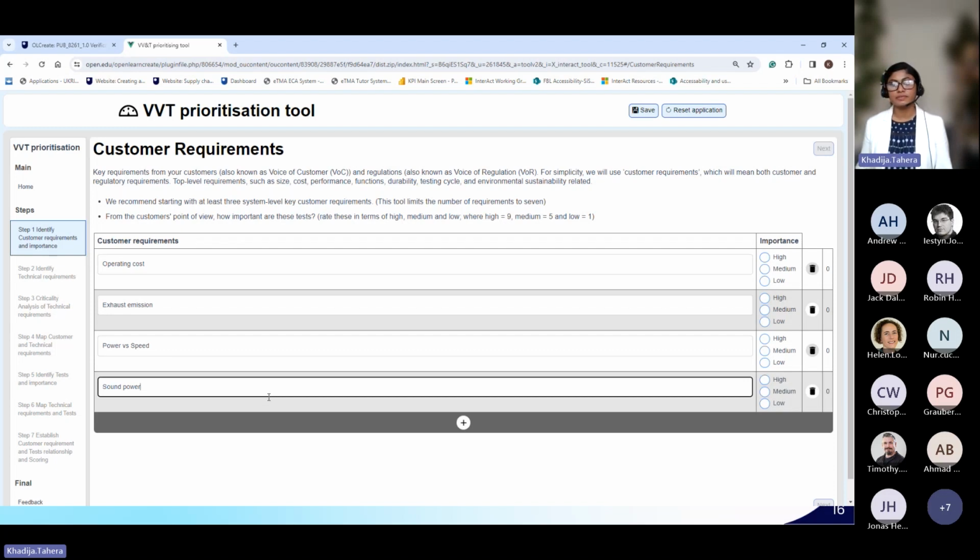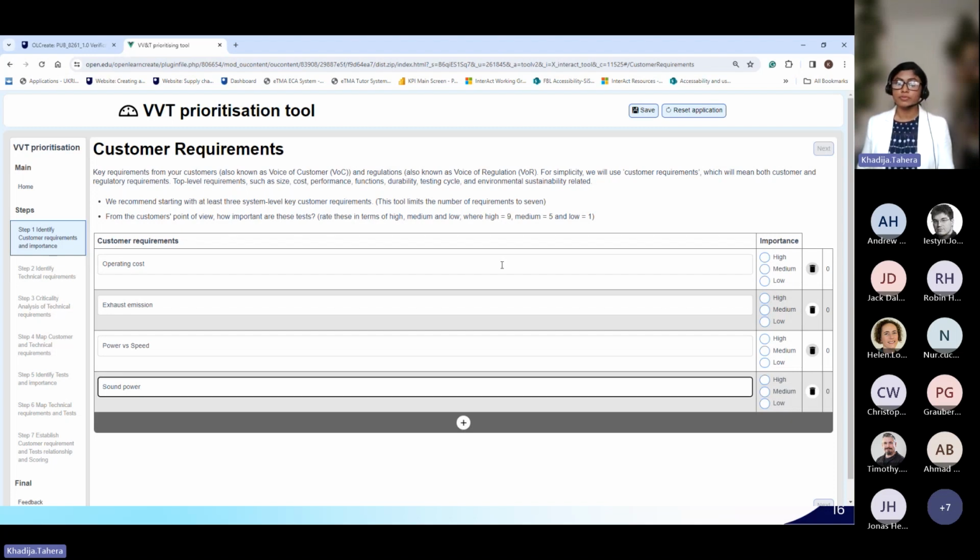Once you have identified the customer requirements, we ask you to think, from the voice of customer or the voice of regulation, how important they think each one is. One of the challenges I found from the case study is that the customer thinks everything is very important, and that's an issue. How do you play with that importance, and needs and wishes and all sorts of things? There are so many tools, but that's a different aspect.